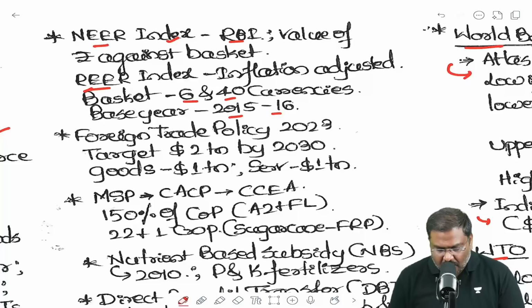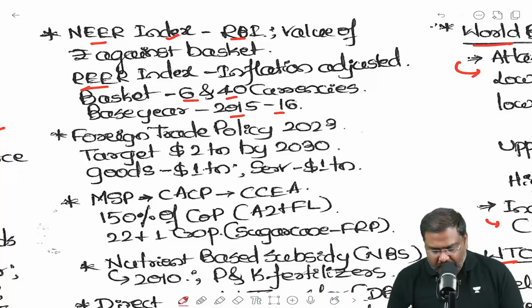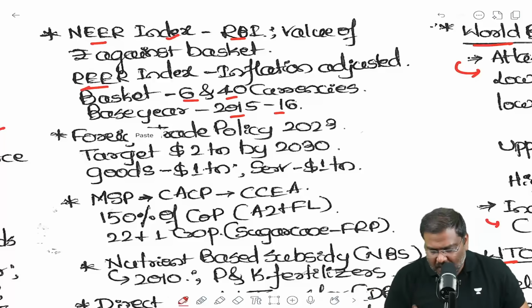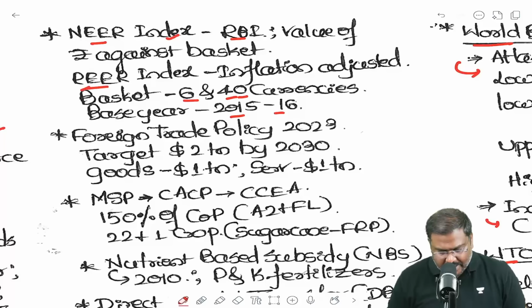The basket has two sets of currencies, or two baskets of currencies. In one basket we have 6 currencies, the most important trading partners. In another basket we have 40 currencies.